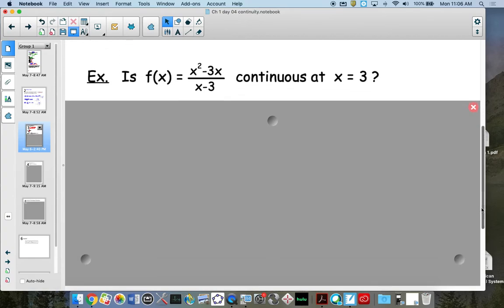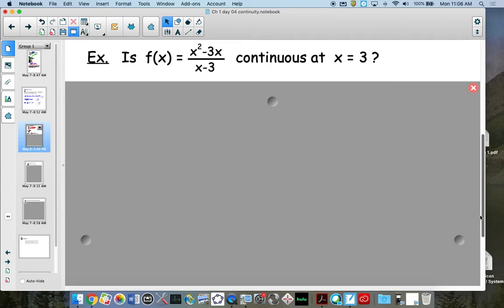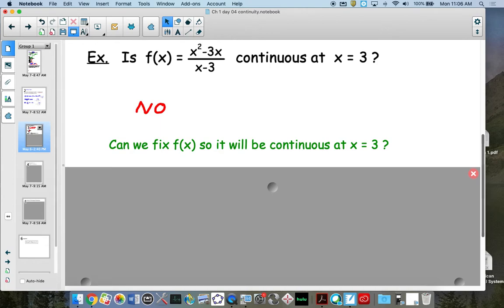All right, how about this example? Let's look at this rational function. f(x) is equal to (x squared minus 3x) over (x minus 3). Is that continuous at 3? So first of all, you recognize that 3 is not in the domain of this function. So we know there's a problem. But could we fix this function so that it would be continuous at 3?